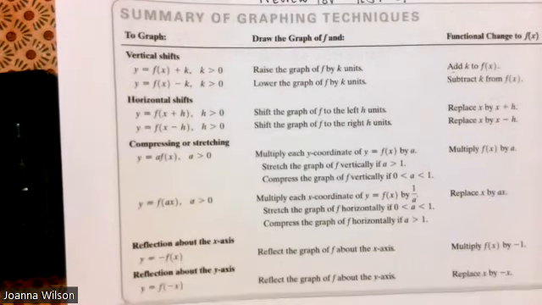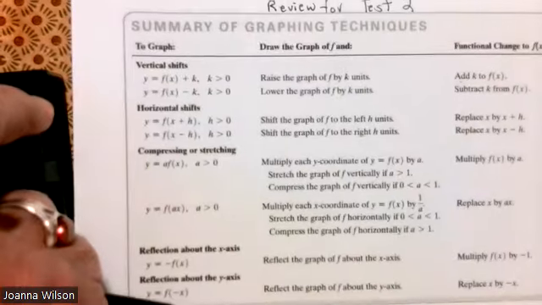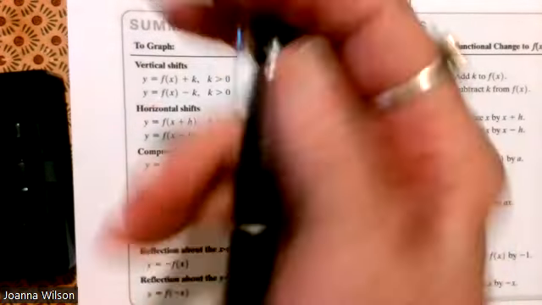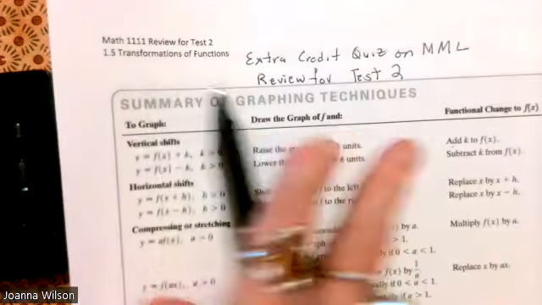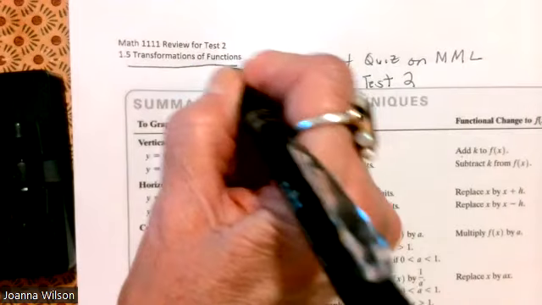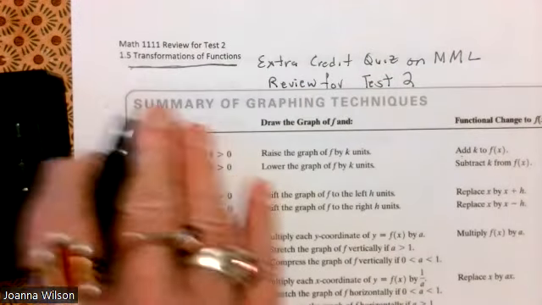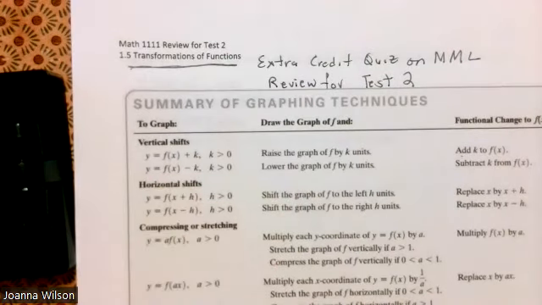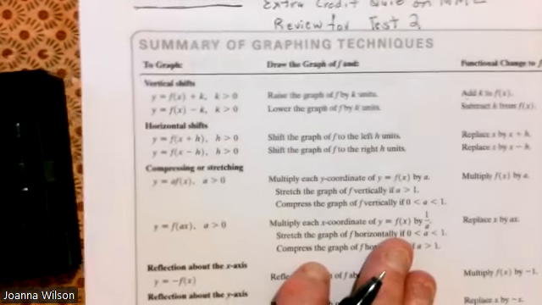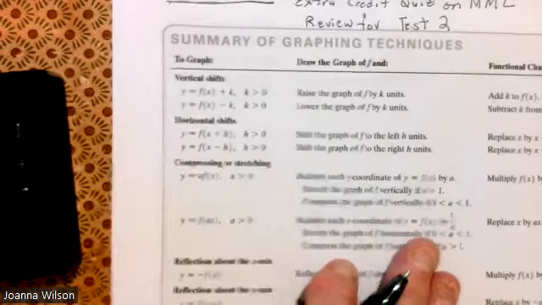So, anyways, hopefully y'all are seeing that out there. Now, this is, I believe, section 1.5, transformations. So you need to know how these things affect the graph of a function. So we've got this table here.